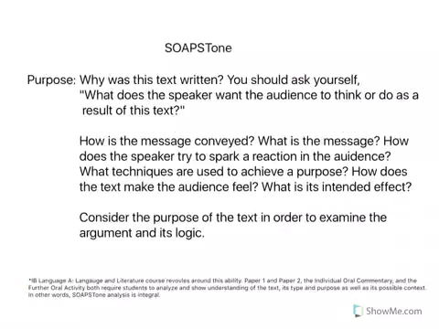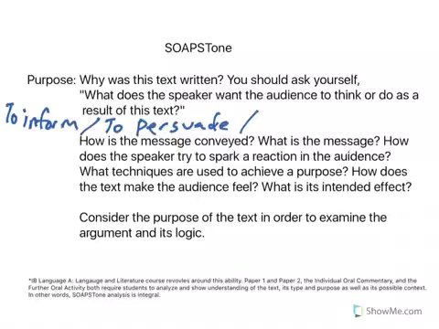Next is purpose. Purpose in general falls into three broad categories. 1, to inform. 2, to persuade. And 3, to resolve. As you determine the purpose by analyzing the text, you can start by considering the general purpose, then identify the specifics.